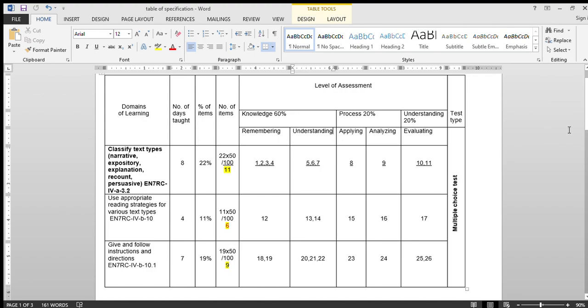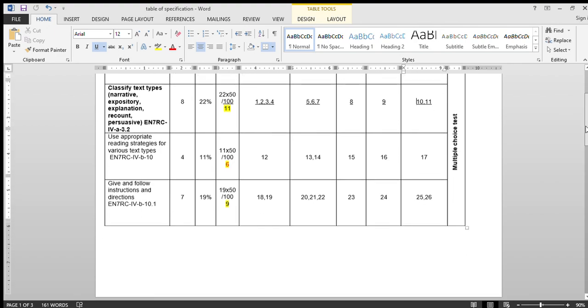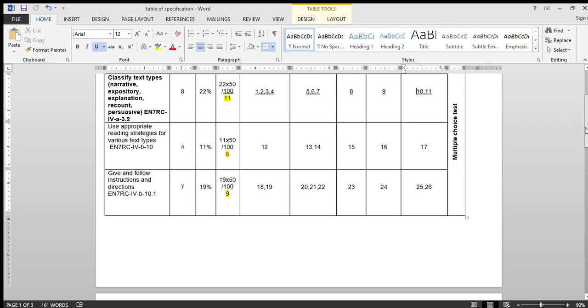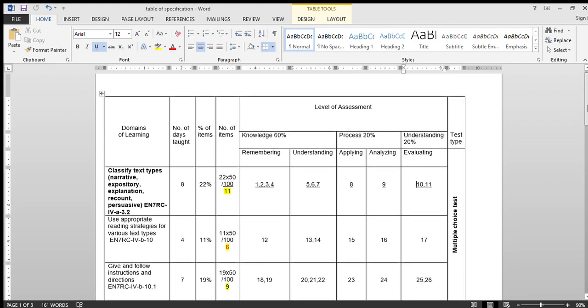Okay, so that's it for my part. So for this part, the last column, the test type, it is a multiple choice test. So for the whole questions, students are just going to choose the best letter of the correct answer.